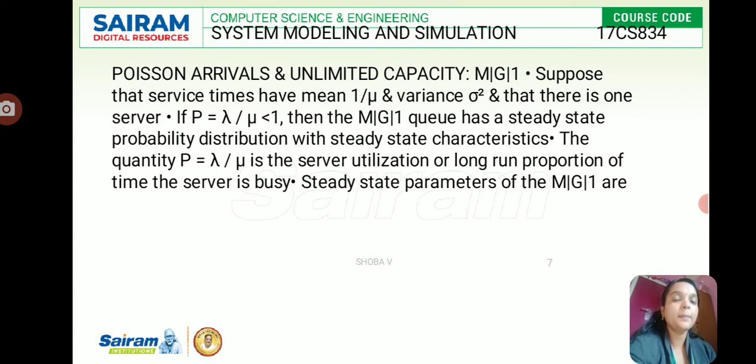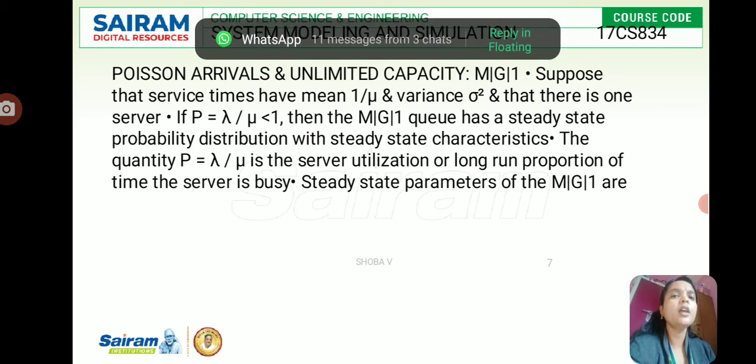The quantity P equals lambda by mu is the server utilization, or the long-run proportion of time the server is busy. So whenever the server is busy, if we need to find the server utilization or long-run proportion, then we can use P equals lambda by mu.